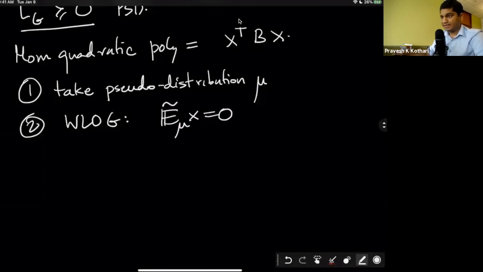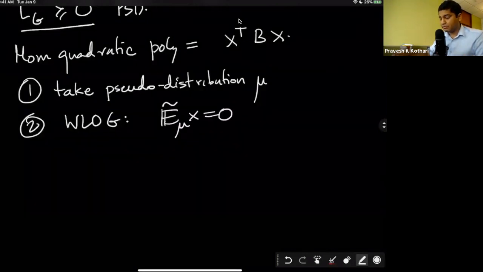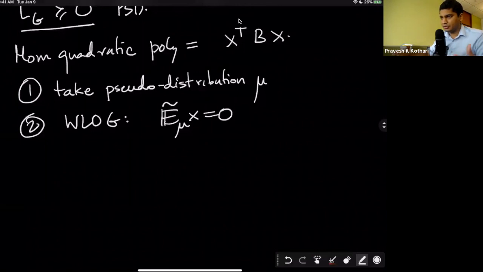This is because we can symmetrize mu. We can consider the following operation where you draw x from mu and output plus or minus x uniformly at random. That corresponds to the simple operation of setting the mean of the new pseudo distribution to be 0, and the covariance of the new pseudo distribution equals the second moment of the original pseudo distribution.